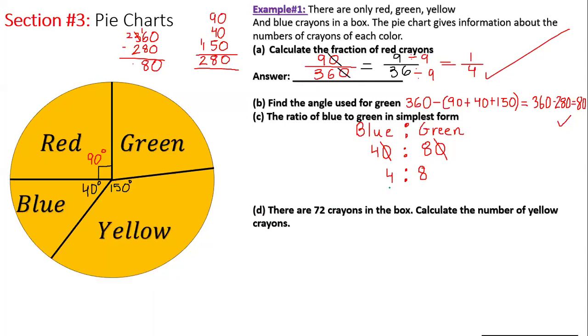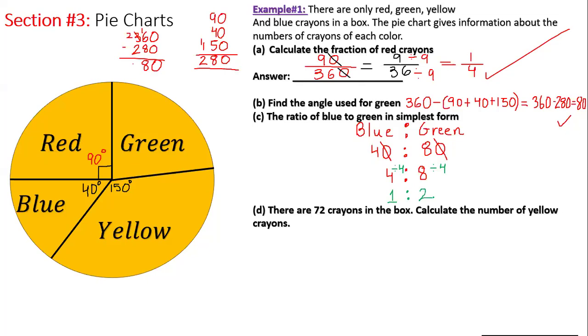And then we divide both of these by 4. So 4 divided by 4 is what? 1. Very good. To 2. And 8 divided by 4 is what? 2. Very good.